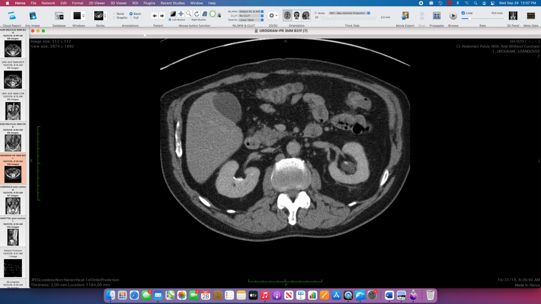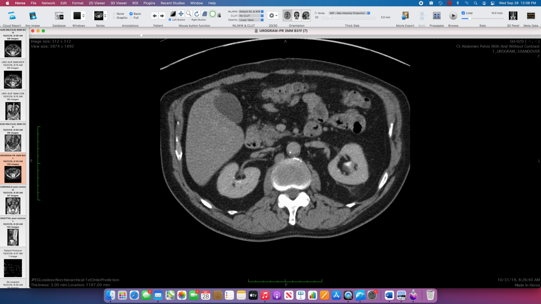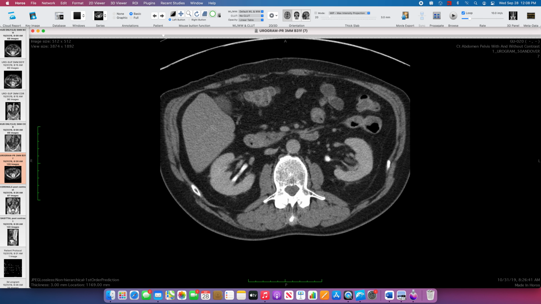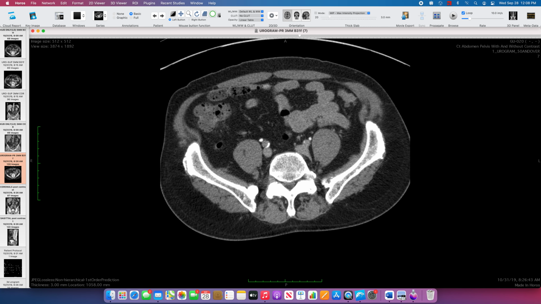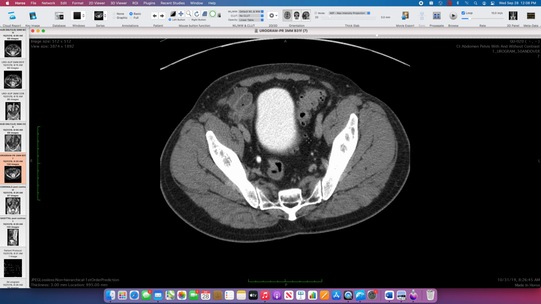Here we can see those were actually parapelvic cysts in the upper left kidney. So this is a case of enhancing left anterior bladder mass, and this was a urothelial carcinoma.